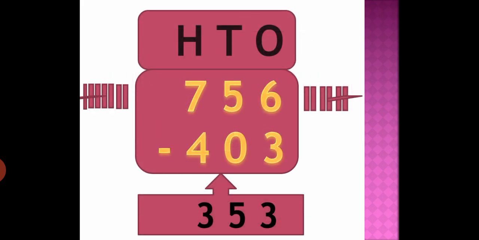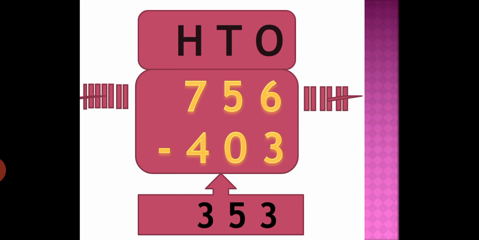Statement is subtract 403 from 756. First step is write numbers. After that, place ones, tens and hundreds over it. Now we will do subtraction. Look at ones place. Draw 6 lines. Cut 3 out of 8. Count the remaining lines. 1, 2, 3. 3 lines are left. Write 3 under ones column.